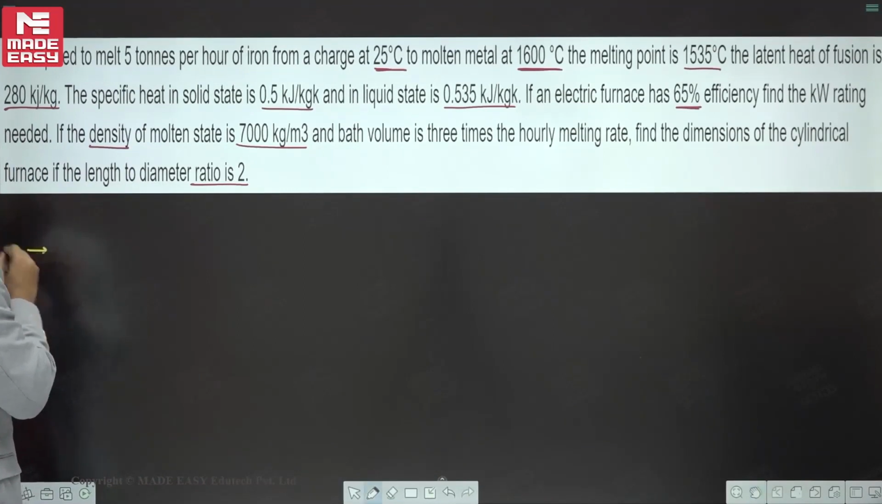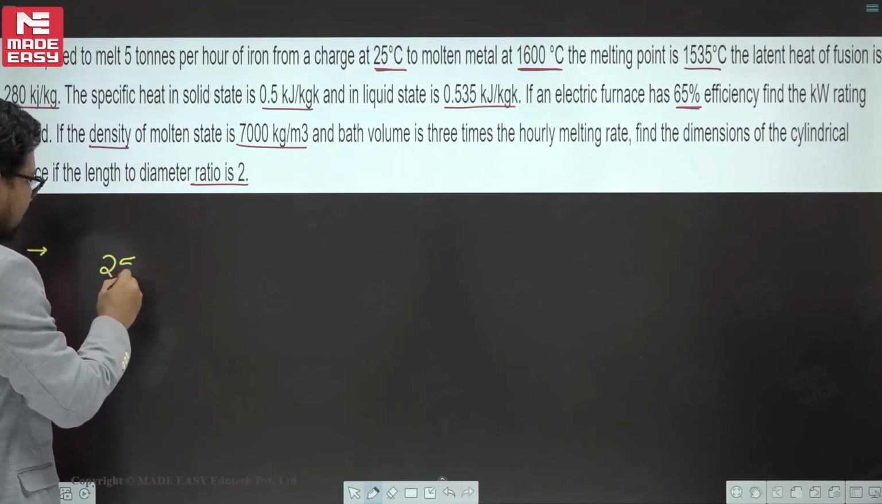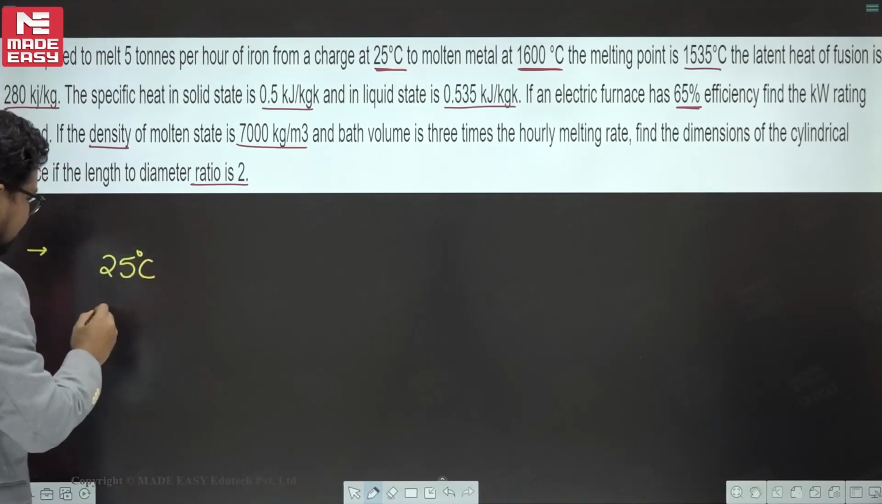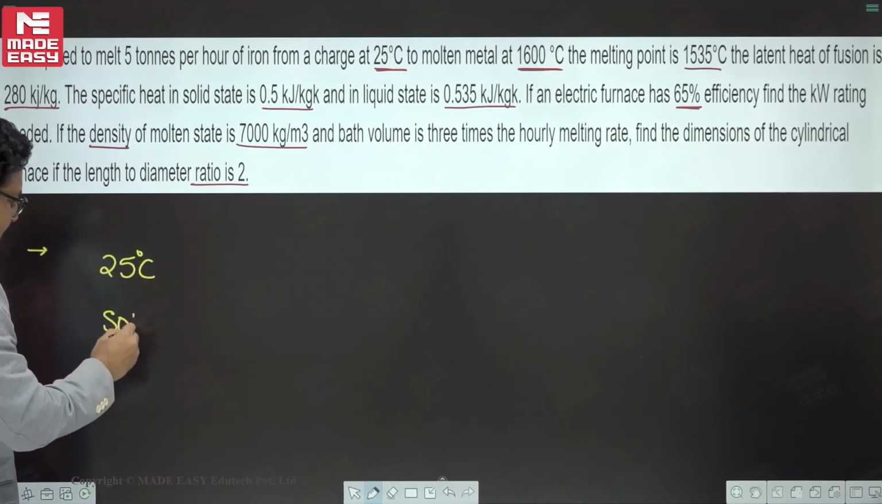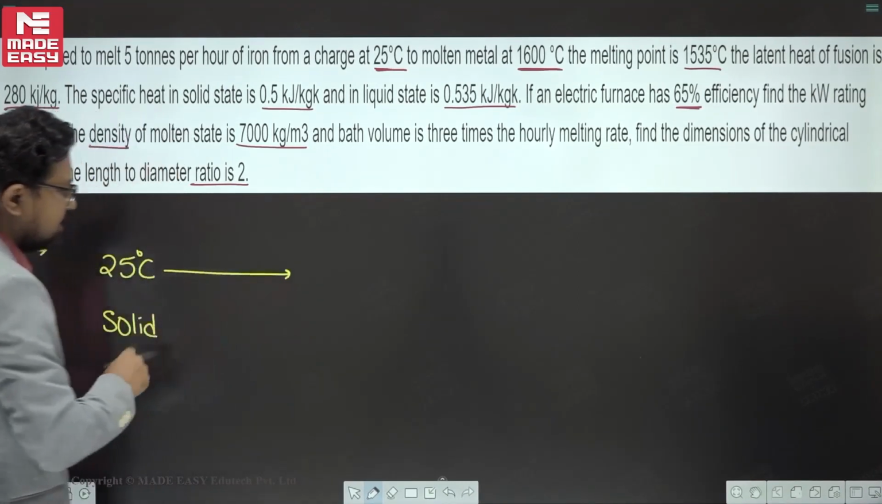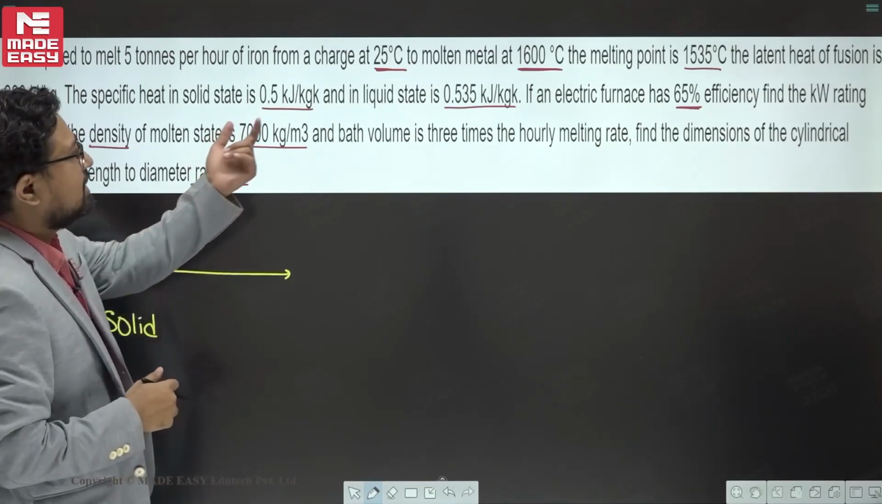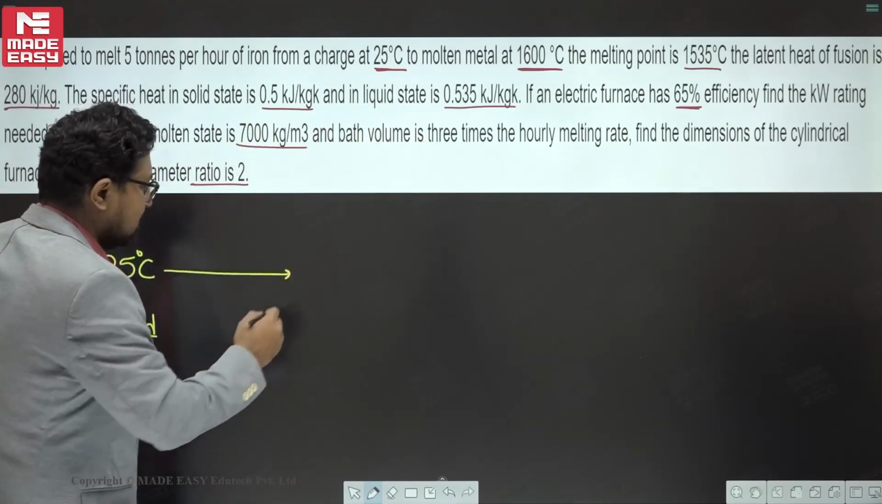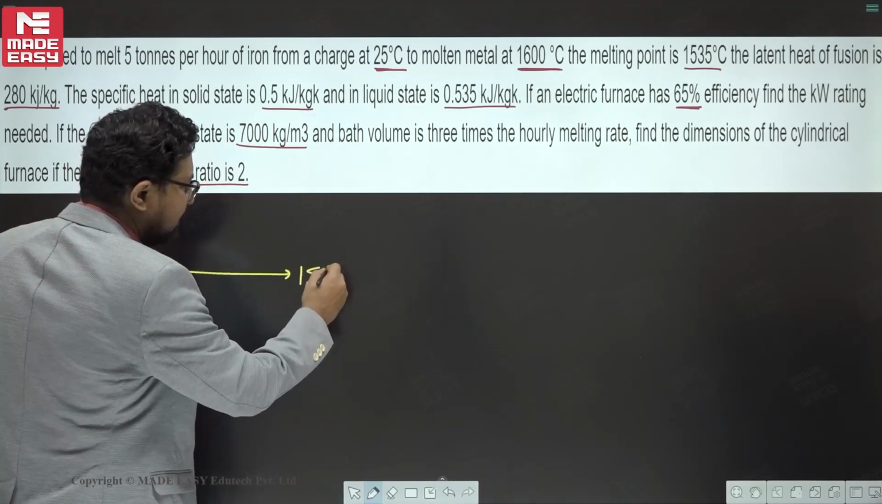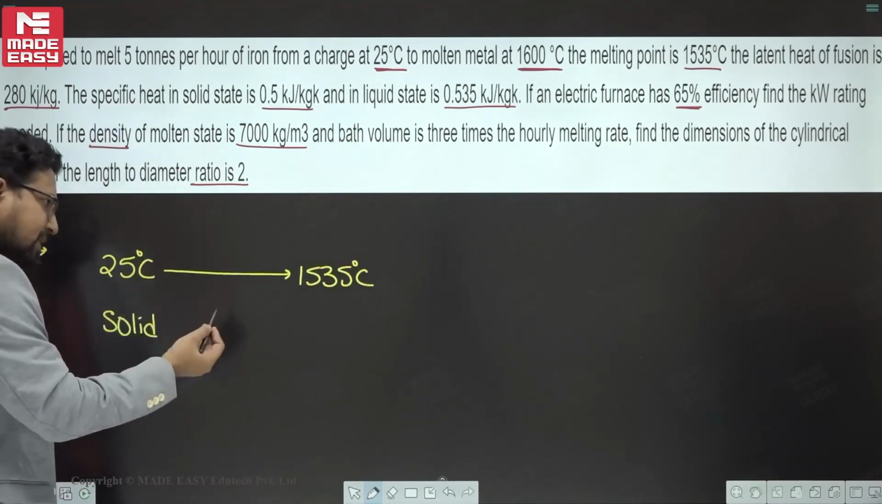that initially we have the iron at 25 degrees Celsius. So we have 25 degrees Celsius solid iron. This will be solid. Then from 25 degrees Celsius, the heat addition will change it up to the melting point, which is 1535. So it will melt at 1535 degrees Celsius. This is the melting point. It will still be a solid.